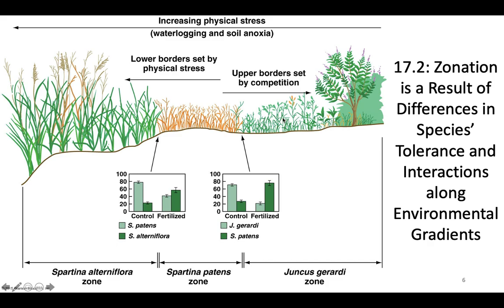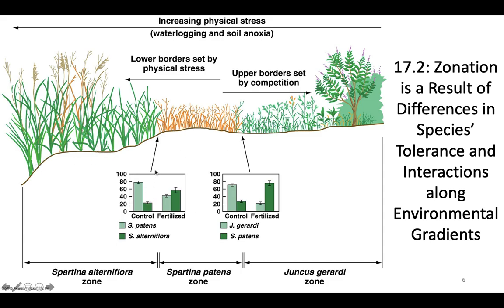But then you start to see environmental constraints as you go in here. So Spartina, these two Spartina species are not great competitors when there isn't a lot of salt in the environment, but as you start to increase waterlogging and decrease the oxygen available in the soil, then they're able to outcompete other species, and that's why they dominate here.